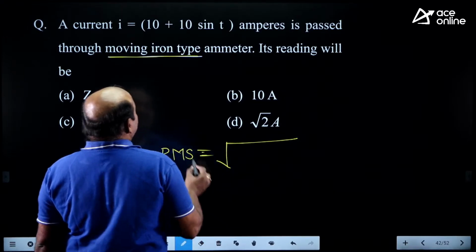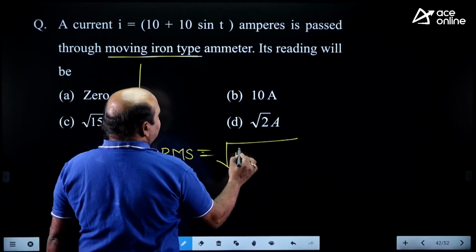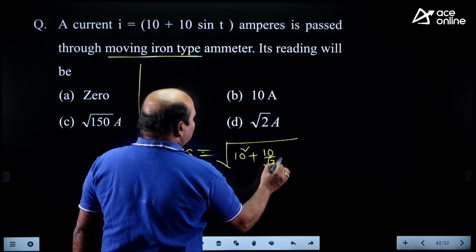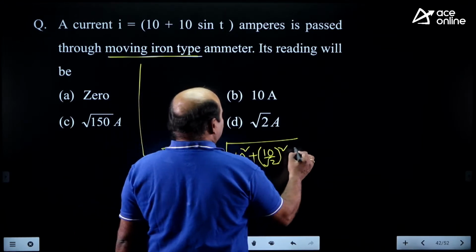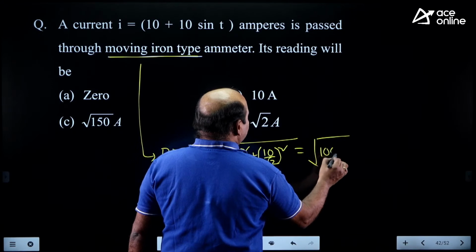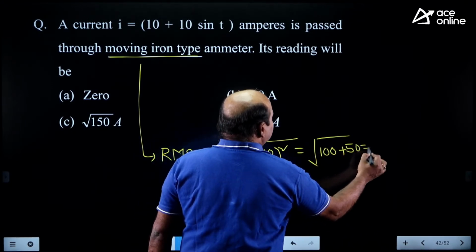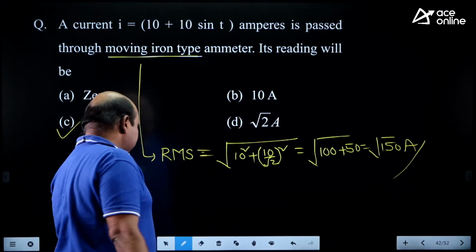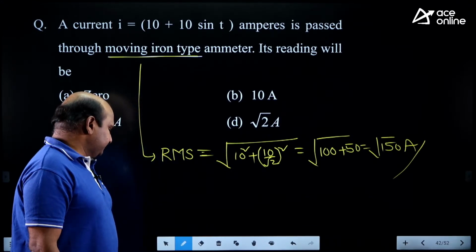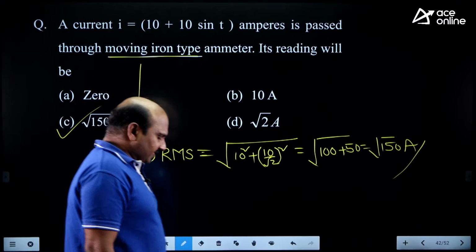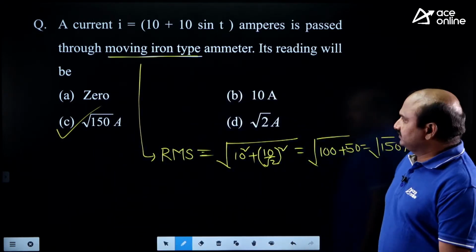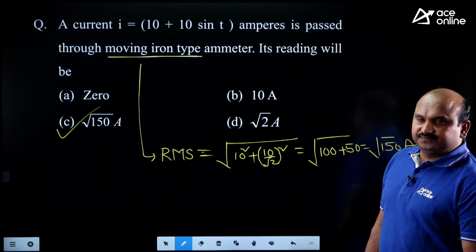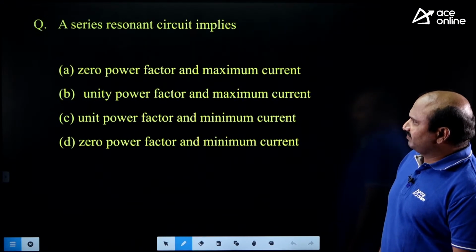RMS value means, with this I can take it as under root of 10 square plus 10 by root 2 whole square. Yes or no? Now what are we getting? 10 square means 100, 10 by root 2 whole square means 50. Under root 150 amperes. Is it there? Yes. Option C is the correct one. Is it right? Is it clear? Option C is the correct one. Now let me take the next example.